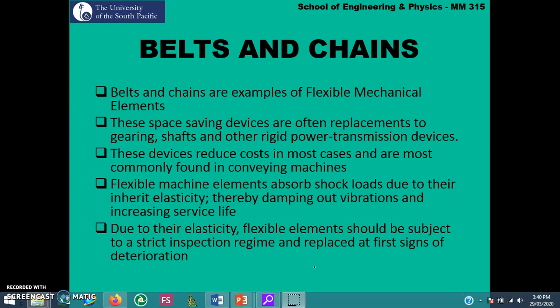So these flexible elements are quite durable in nature. Due to their elasticity, flexible elements should be subject to a strict inspection regime and should be replaced at the first sign of failure.